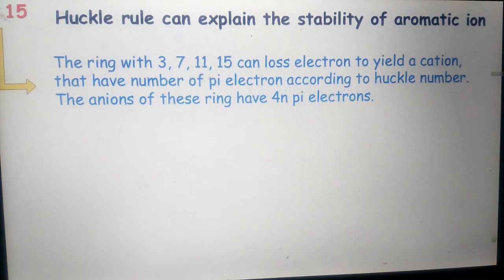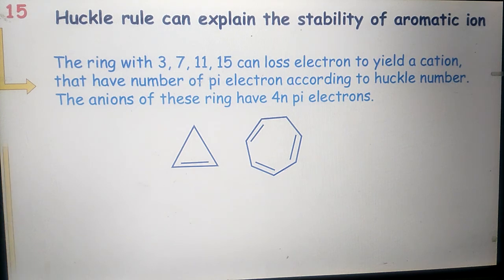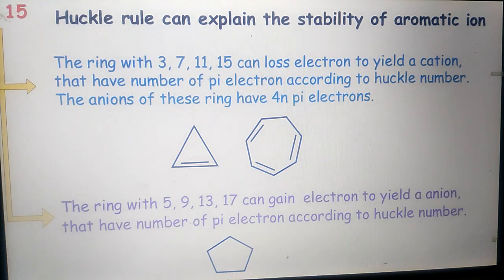Huckel explained the stability of aromatic ions. Rings composed of 3, 7, 11, 15 carbons can lose an electron to yield a cation. In cation form it will show the Huckel number, that is, the number of pi electrons becomes equal to a Huckel number. This is cyclopropenyl. This is cycloheptatrienyl. The rings composed of 5, 9, 13, 17 carbons will show aromatic character in anion form.